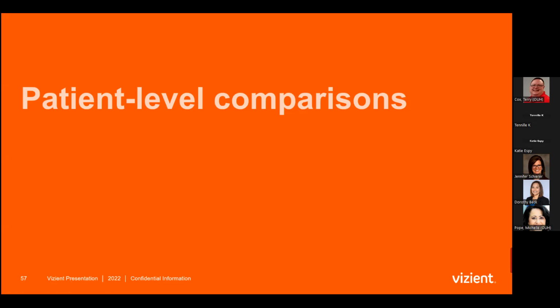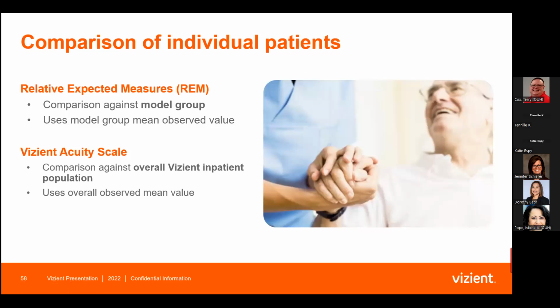Now you might be asking, and I'm going to go through this really quick now, if you can't use the O/E metric for populations less than 25, what should you use? That's where our patient level comparison comes into play. We have our relative expected measures, which compares your expected value to your mean observed value of the model group. Okay, so it uses the model group mean observed value. And then the Vizient acuity scale uses the overall Vizient inpatient population.